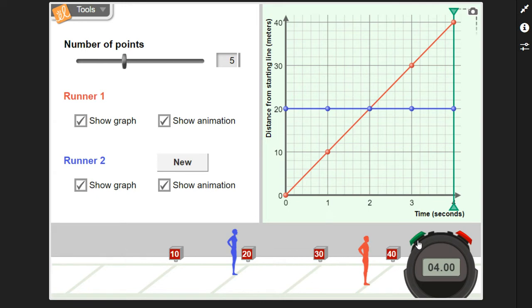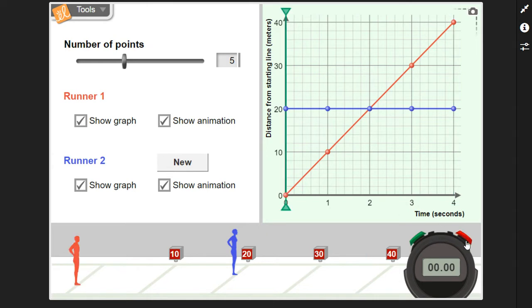Yay, so we got a winner. Red looks like they won. So on our questions, it says, on a distance time graph, how does a horizontal line describe the motion of the runner? So this is the motion of the runner for the horizontal line. And if we watch, what does the blue runner do? They stay still. So this means at rest or stopped if you see a line like this on a distance time graph.